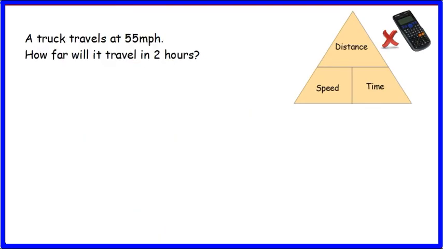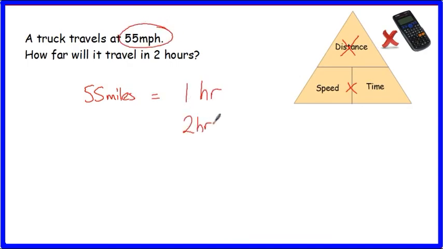Okay, a truck travels at 55 miles per hour. How far does it travel in 2 hours? How far is distance? Cover that up. It's going to be speed multiplied by time, 55 multiplied by 2. Or you could go 55 miles is equal to 1 hour. So then 2 hours obviously is 110 miles.